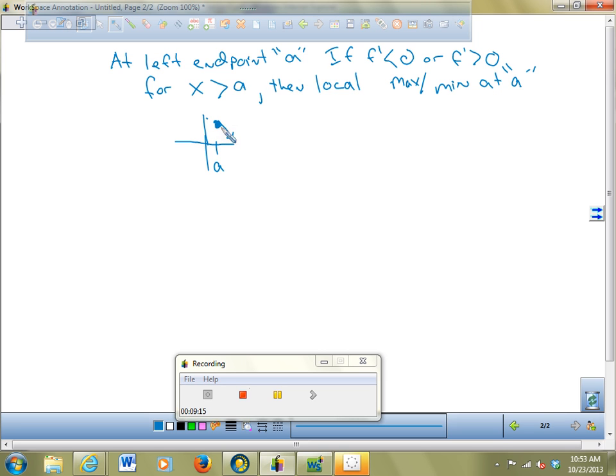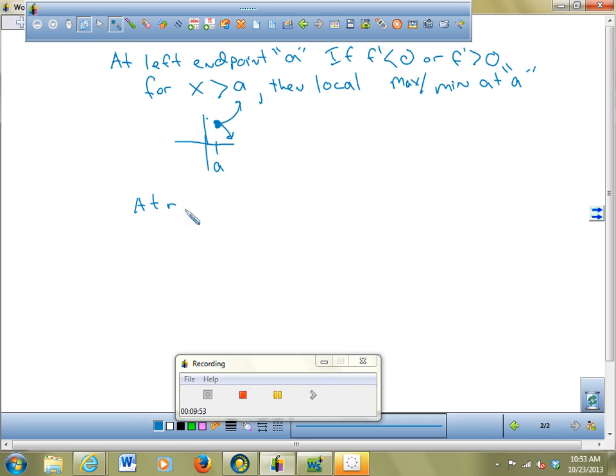At the left endpoint, if this is negative, then I have a local maximum as you move from left to right. For numbers bigger than a, if the derivative is negative, then that would be a local maximum. For numbers bigger than a, if the derivative is positive, meaning it's going uphill, then that point would have to be a local minimum. And the vice versa is true at b.